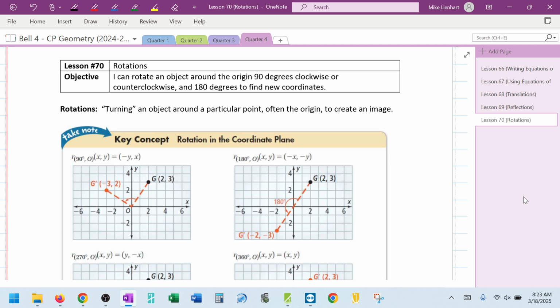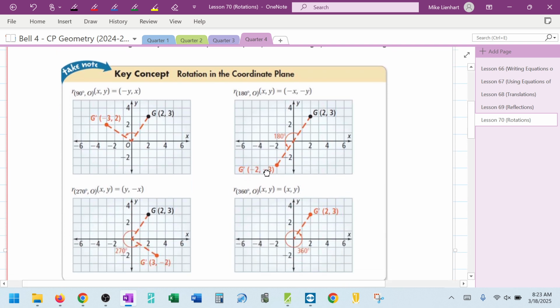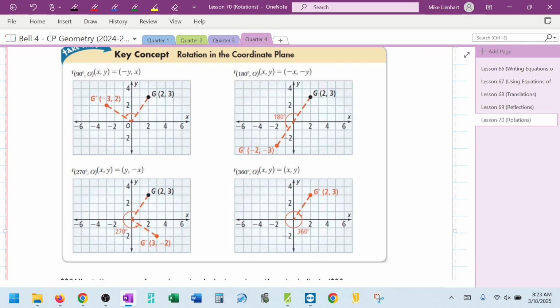Okay? Now, most textbooks are going to give you all these different rules to learn. I'm going to try to synthesize it for you.